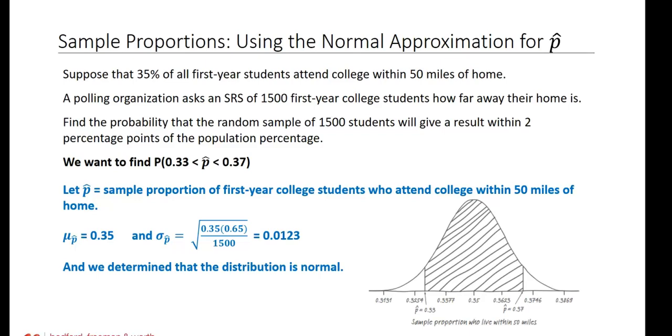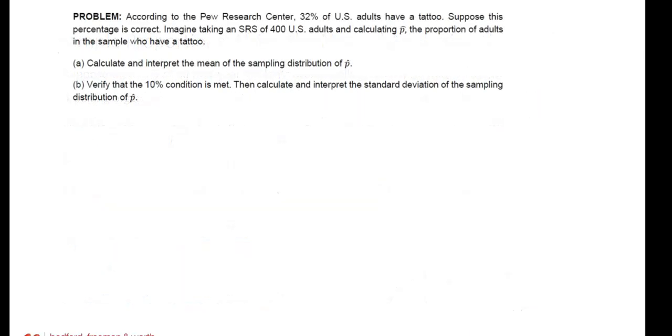Okay, so then we can sketch it out. And so it said within 2 percentage points of the population percentage. Well, 0.35 is the population percentage point, so it's got to be 2 percentage points below, like 0.33, or 2 above, 0.37. And so if you do norm CDF with those lower and upper bounds, and that mean and that standard deviation, you get the percentage, which is 89.61%. So that's the probability of having a random sample that's within 2 percentage points.